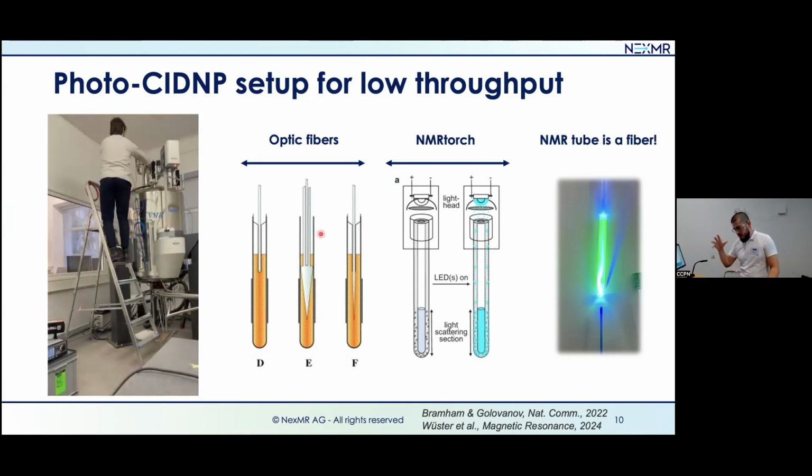But the thing is, we needed to get out of optic fibers. Some people have made some effort. Actually, in Manchester, Sasha Gorvanov has developed this NMR touch technique that is quite nice because you can have a better illumination. You don't need to have an optic fiber. But the problem is still that throughput is not easy to scale.